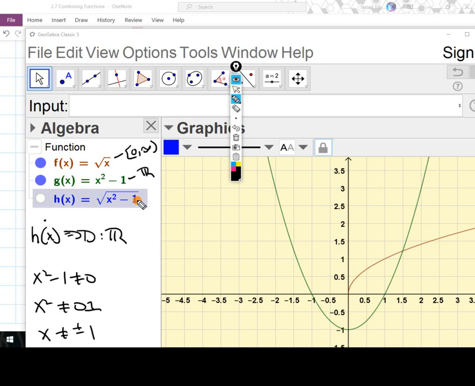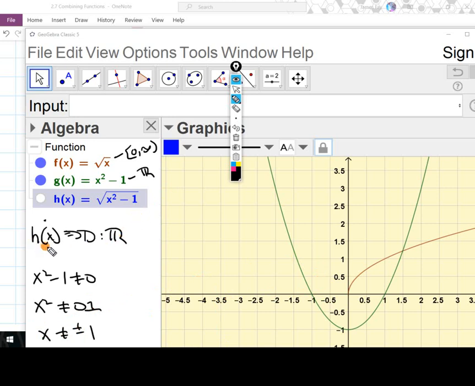But let's choose like a half. Plug in a half here. What do you get if you square a half? 0.25. Subtract 1 from it? -0.75. Can I take the square root of a negative number? No. So 0.5 is an issue, right? Is -0.5 an issue? Is 1/4 an issue? Yeah. All the numbers that are between -1 and +1 are issues here.